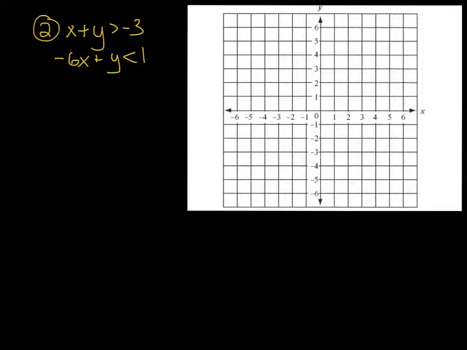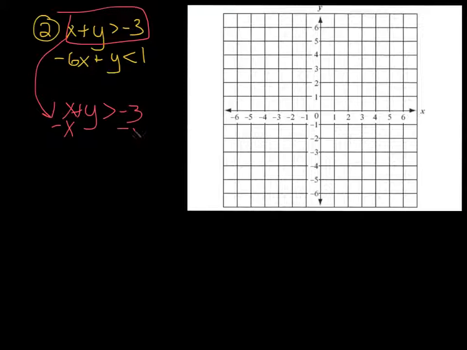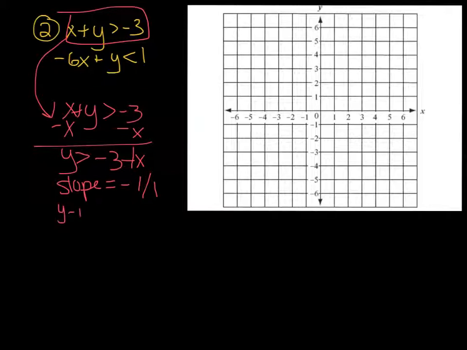So for number 2, it has a similar situation. The only difference is that I need to solve for y first. So I have x plus y is greater than -3. I'm going to move over my x, which gives me y is greater than -3 minus x. Now, my slope, once again, is the number with the x, and feel free to add a 1 in front of there. It's going to be -1, and I'm going to write that over 1. My y-intercept is going to be -3. Since I have y is greater than, that tells me two things. That tells me I have a dotted or dashed line, and that also tells me that I'm going to shade above.